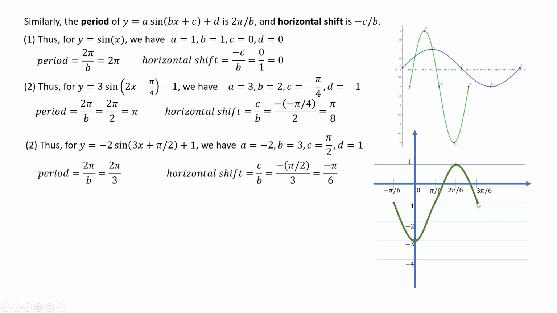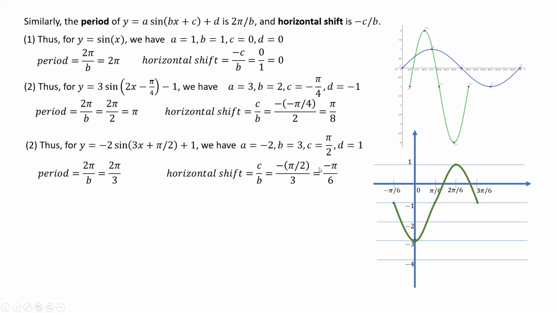So the rightmost point is at an x value of 3 pi over 6 and this is at an x value of negative pi over 6. So 3 pi over 6 minus negative pi over 6 becomes 3 pi over 6 plus pi over 6, which is 4 pi over 6, or 2 pi over 3. Right? So, yep, confirmed. Now, how about the horizontal shift?